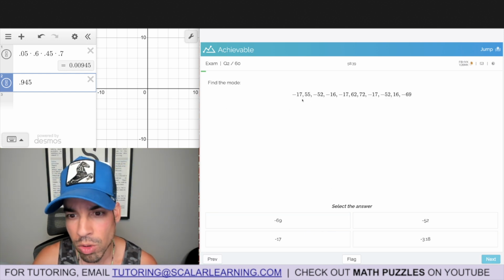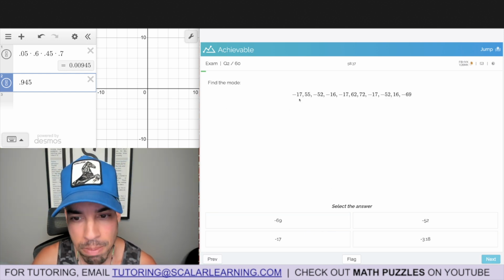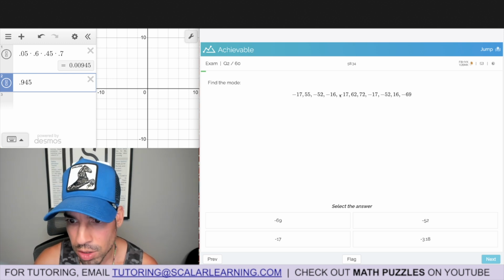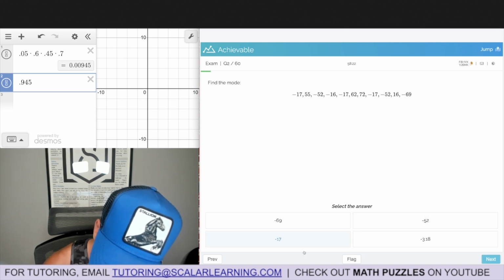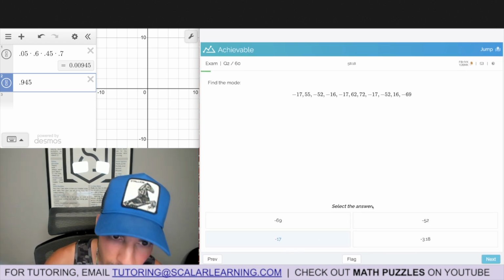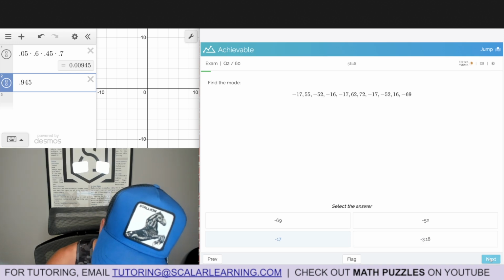Okay, find the mode. The mode is the number that we see the most of. So I got 1, 2, 3 negative 17s, 155, 2 negative 52s, a negative 16, 62. Yeah, it's got to be negative 17. Negative 17 is the one that we see the most of. That is mode, right? That's what I was asking, right? Okay, boom, done. Let's go.